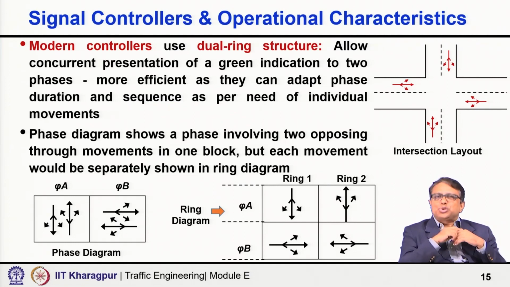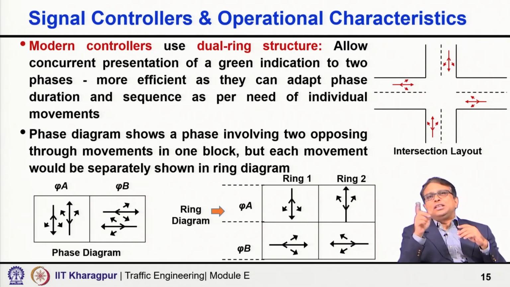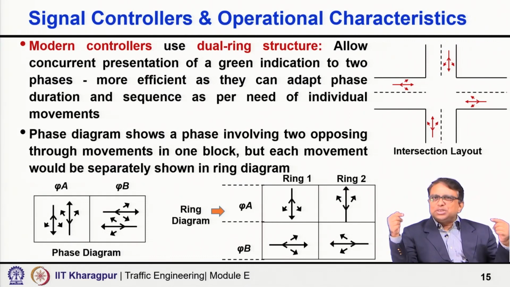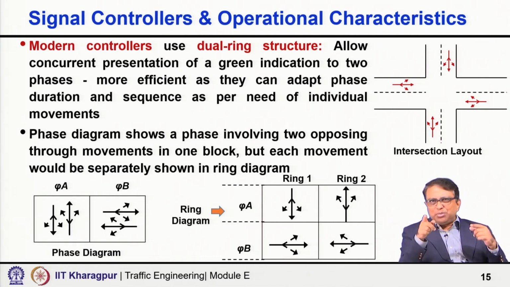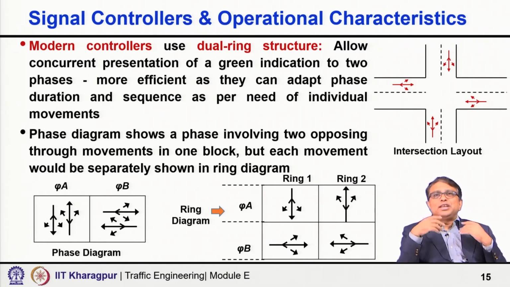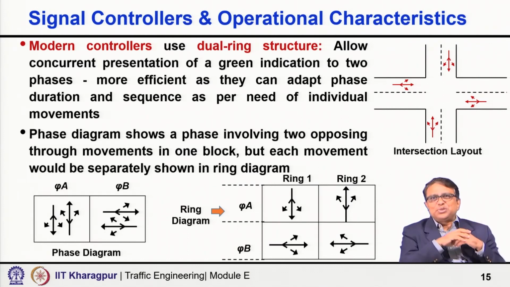The phase diagram shows a phase involving two opposing through movements in one block, but each movement would be separately shown in the ring diagram. That is what I am saying. Vehicles approaching from east and west are shown separately in ring 1 and ring 2. Similarly, vehicles approaching from north and south in phase A are again shown differently in ring 1 and ring 2 respectively.